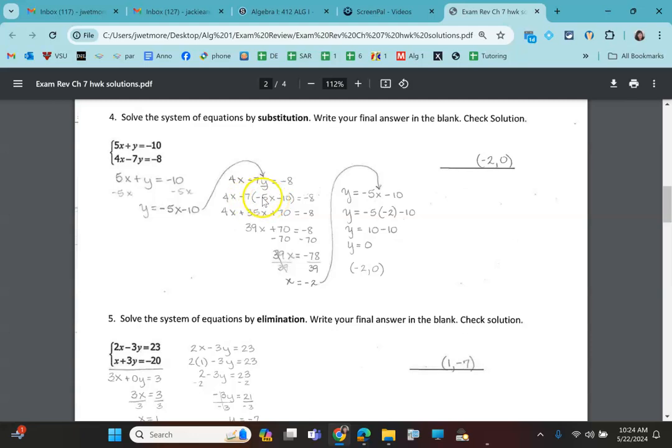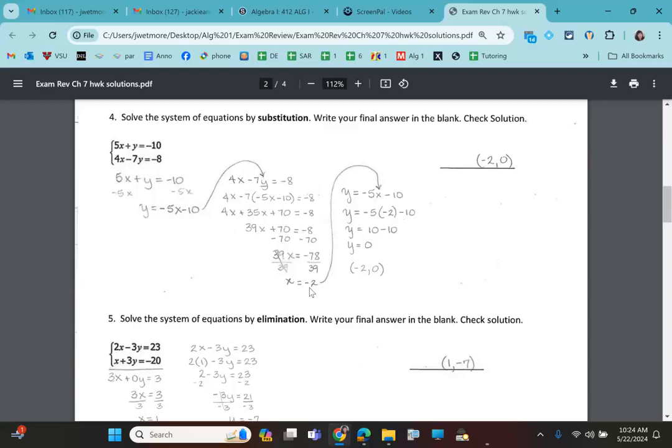All right, so -7 times -5x is positive 35x. -7 times -10 is positive 70. So 4x and 35x gives me 39x plus 70. To get rid of adding 70, I'm going to subtract it from both sides. And so that would leave me with 39x is equal to -78. So to get rid of multiplying by 39, I'm going to divide by 39. And then -78 divided by 39, my calculator would give me -2.